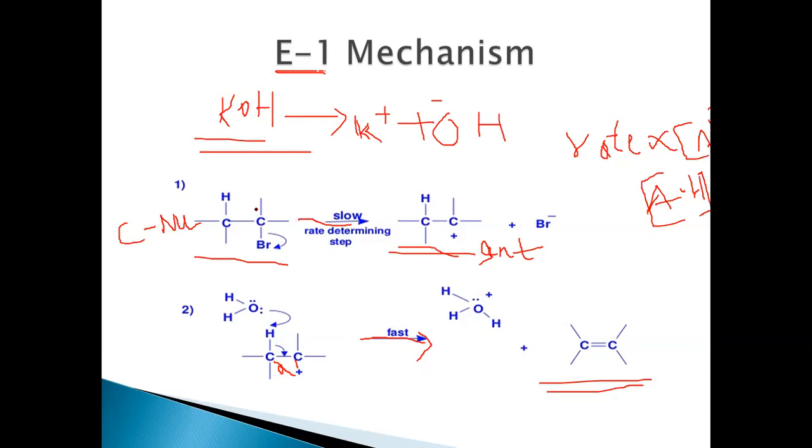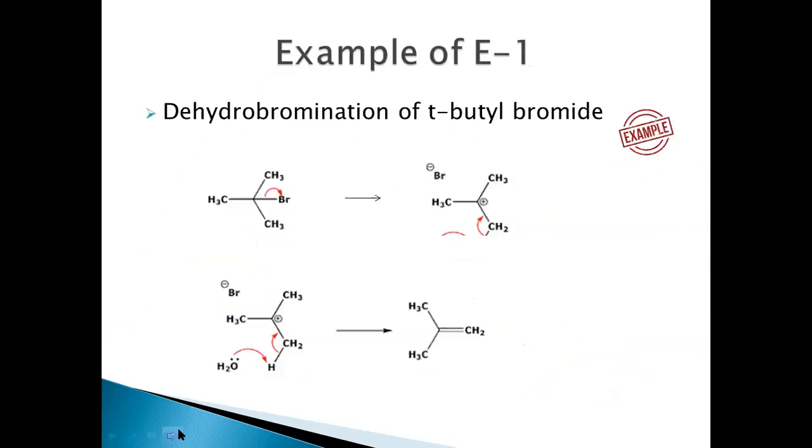So the reaction is proceeding in two steps. The first step is a carbocation formation with the C-Nu bond breakage, and the second step is the C-H bond breakage, resulting in the formation of a double bond or a pi bond here, resulting in the formation of a product that is an alkene. So let's see this with the help of an example, that is dehydrobromination of tertiary butyl bromide.